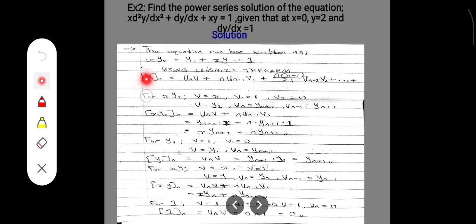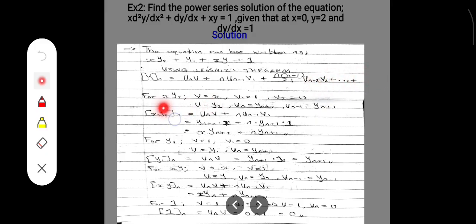Now we apply the Leibniz formula, and I wrote out the formula again, which is: the nth derivative of y is equal to u subscript n multiplied by v plus n multiplied by u subscript n minus 1 multiplied by v subscript 1 plus n multiplied by n minus 1 over 2 factorial multiplied by u subscript n minus 2 multiplied by v subscript 2, and it keeps adding up.